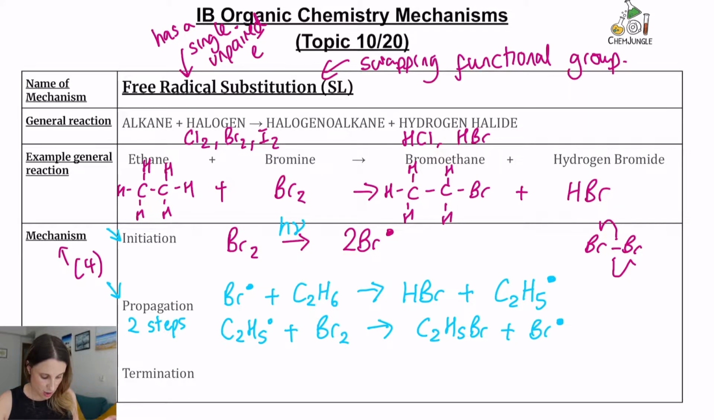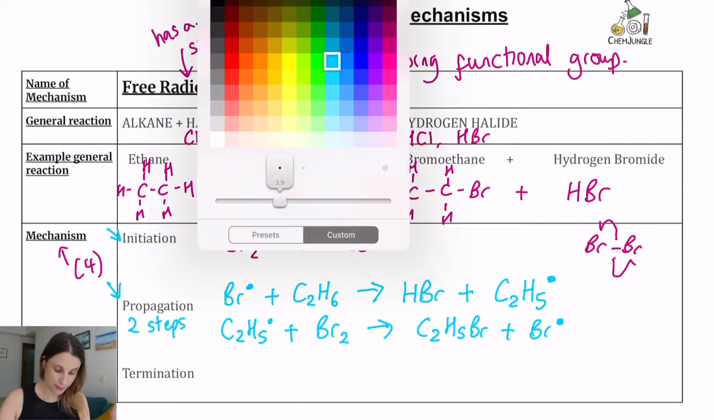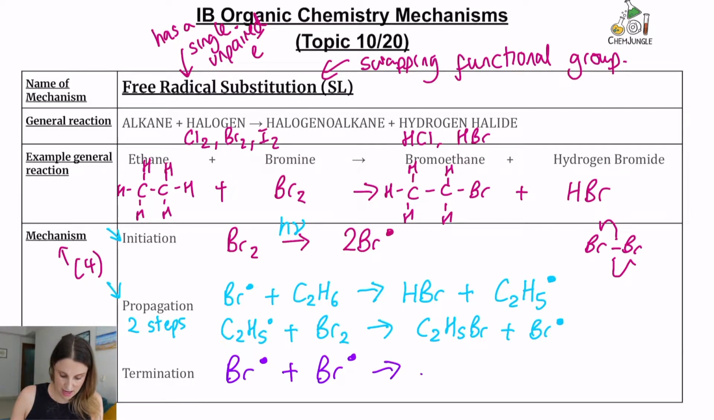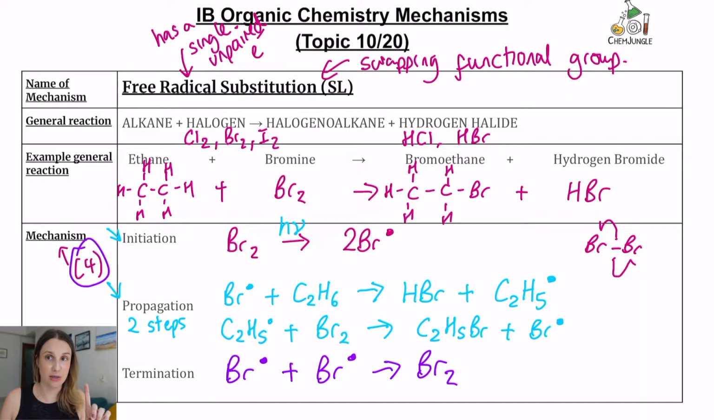So in this step, you're trying to get rid of the radicals. So the only way to do that is by combining any radical with any other radical. So let's have a look. So here we can take our bromine radical, and theoretically that could run into another bromine radical and make Br2. So essentially the reverse of your initiation step. And this is a perfectly legitimate termination step to get you 1 mark. So normally you've got 1 step for initiation, 2 for propagation, and 1 for termination to get those 4 marks overall.